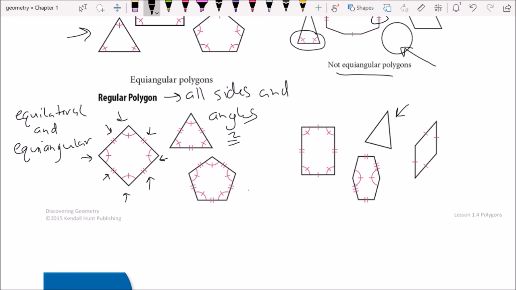So like this one, the sides are not congruent. This one, the sides are congruent, but you have both obtuse and acute angles, so not all the angles are the same. Same thing here, different side lengths. Here you have different side lengths, so these are examples of not regular on the right.